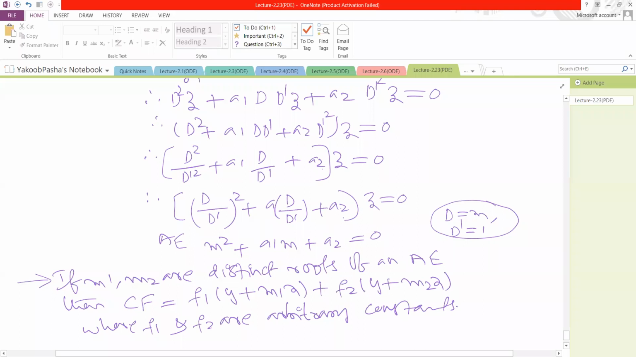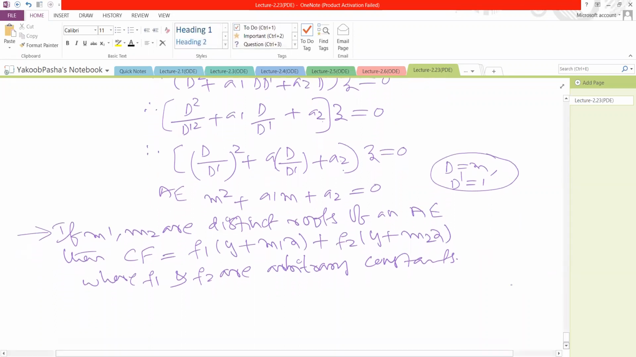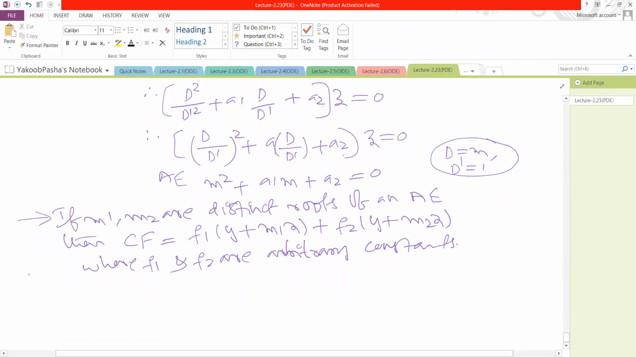అదే మనం ఆర్డినరీ డిఫరెన్షియల్ ఈక్వేషన్ లో ఎలా రాసాం, రెండు డిస్టింక్ట్ రూట్స్ ఉన్నప్పుడు కాంప్లిమెంటరీ ఫంక్షన్ CF ఈక్వల్ టు C1 e పవర్ m1x ప్లస్ C2 e పవర్ m2x అని రాస్తాం. ఓకే, ఇక్కడ డిఫరెంట్ గా రాస్తాం. ఇక్కడ C1 C2 ఆర్బిటరీ కాన్స్టెంట్స్ అవుతాయి ఆర్డినరీ డిఫరెన్షియల్ ఈక్వేషన్ లో. ఇక్కడ f1 f2 లు ఆర్బిటరీ ఫంక్షన్స్.